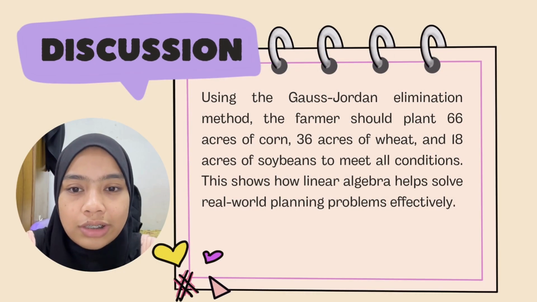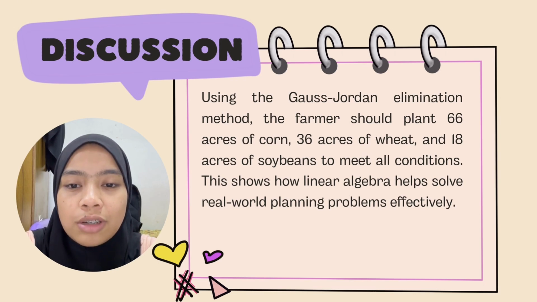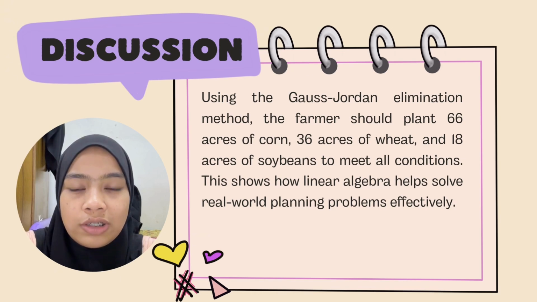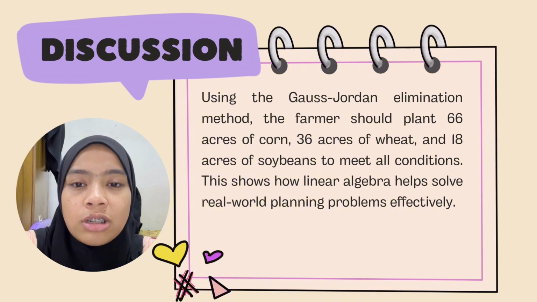For the discussion, using the Gauss-Jordan elimination method, the farmer should plant 66 acres of corn, 36 acres of wheat, and 18 acres of soybeans to meet all conditions. This shows how linear algebra helps solve real-world planning problems effectively.